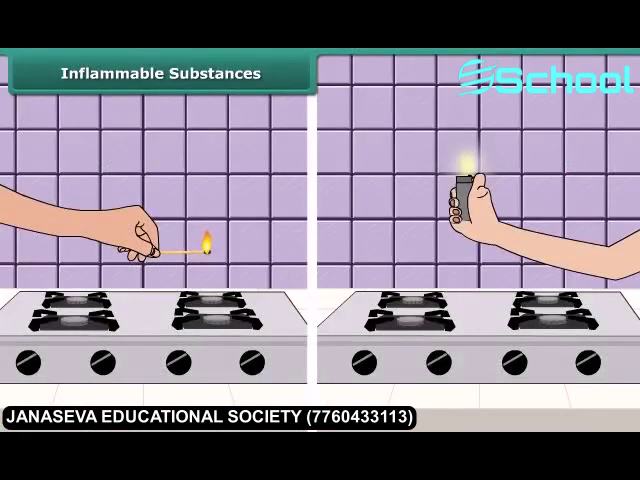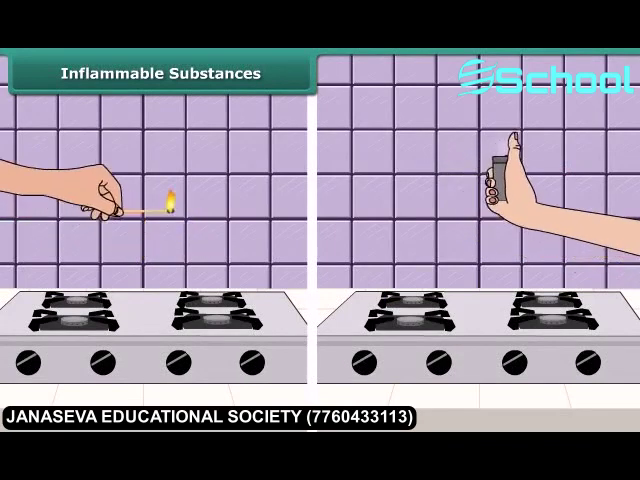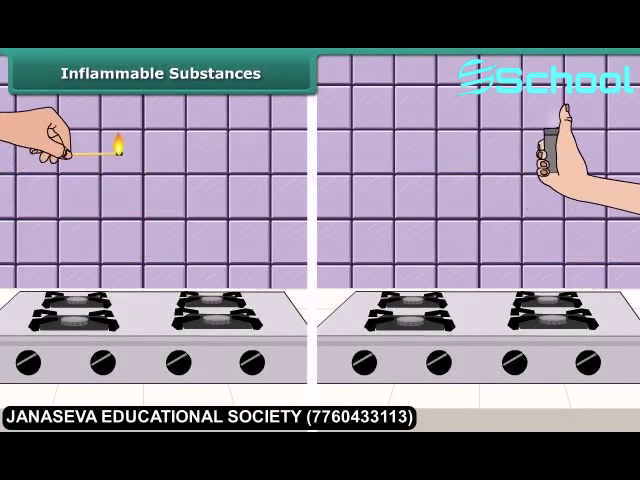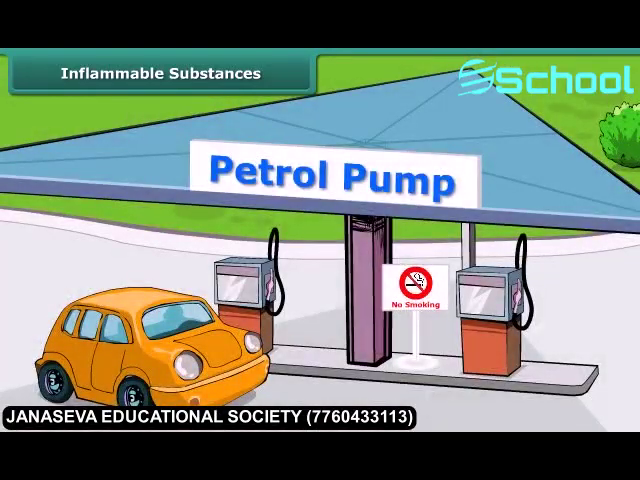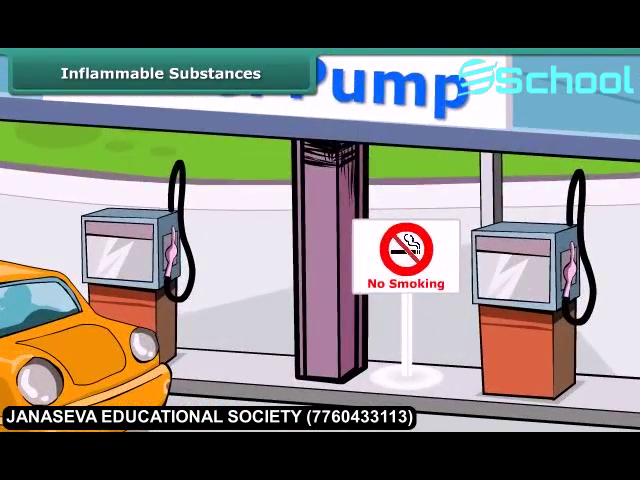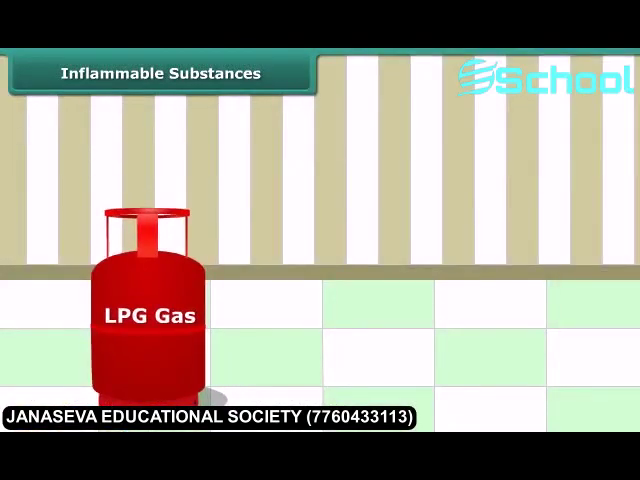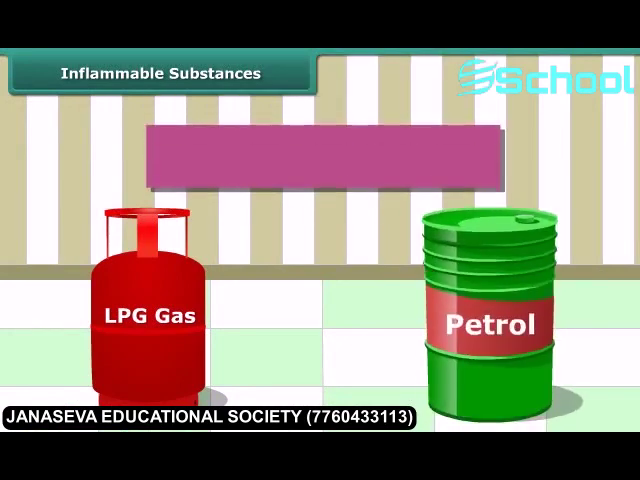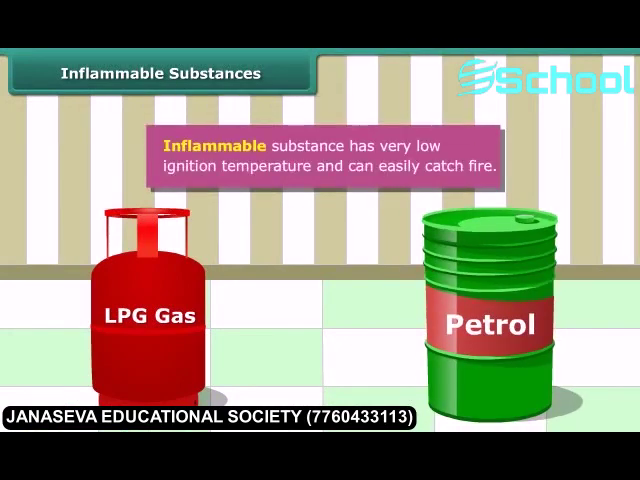Your mother would have told you to keep a burning matchstick or a lighter away from the LPG gas stove in the kitchen. This is because LPG catches fire very easily. Similarly, you must have seen a no smoking signboard at petrol pumps. It is because petrol also catches fire very easily, and therefore it is advisable not to smoke at petrol pumps. Substances like LPG and petrol are inflammable because they have low ignition temperature, due to which they readily catch fire.